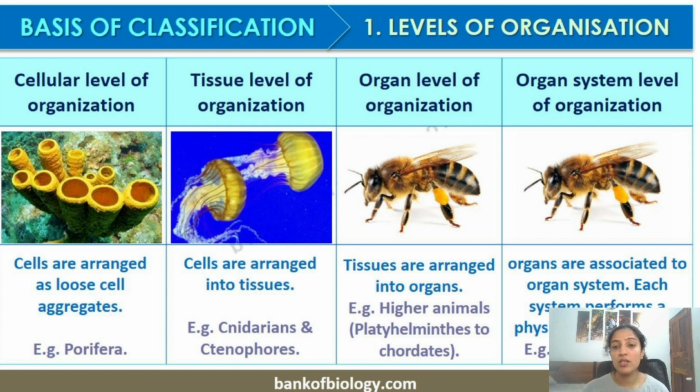The next one is organ level of organization. To the next level, you can see that the tissues are arranged specifically to form organs which can do specific functions.